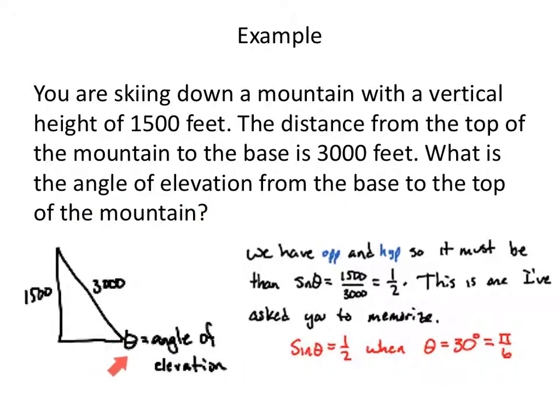What is theta? In reference to theta, I have opposite and I have hypotenuse. So it must be that I'm using sine. Sine of theta is 1,500 over 3,000, which is a half. And it's one that you should have memorized. Sine of theta equals 1/2. You could go back to the table we had earlier in this lecture, or consult your unit circle. Sine of theta equals a half when theta is 30 degrees. 30 degrees is just something for us to visualize it. The real number answer would be pi over 6.